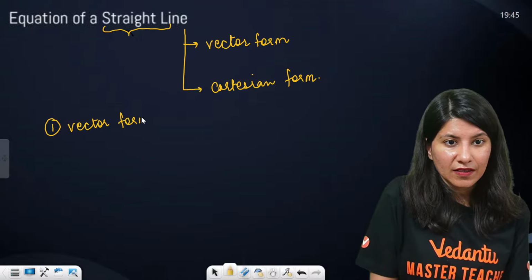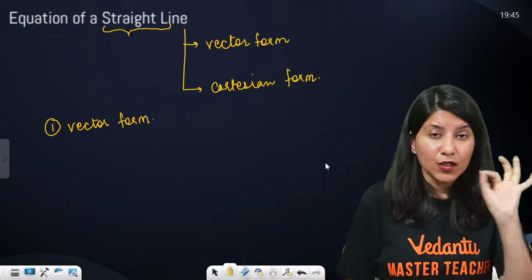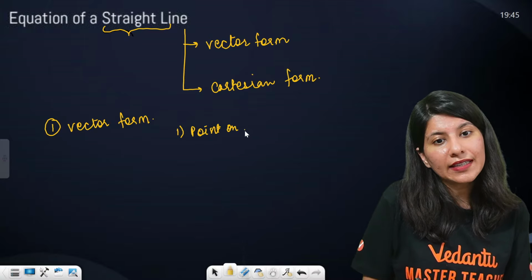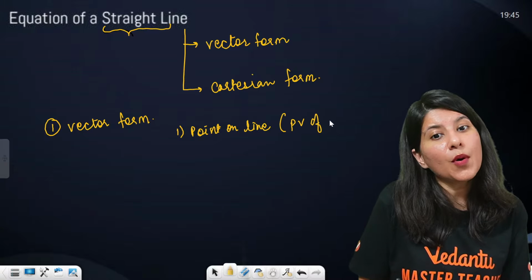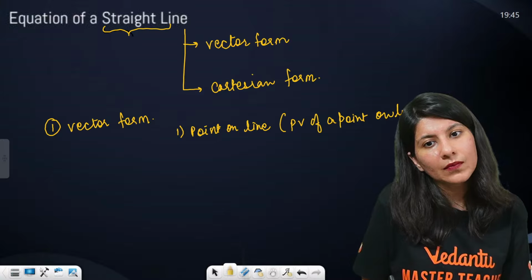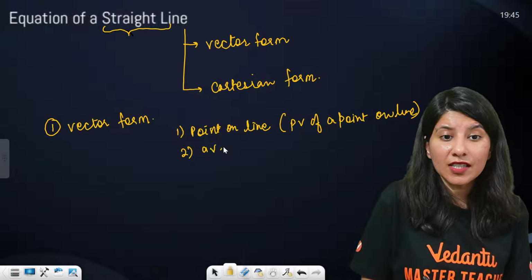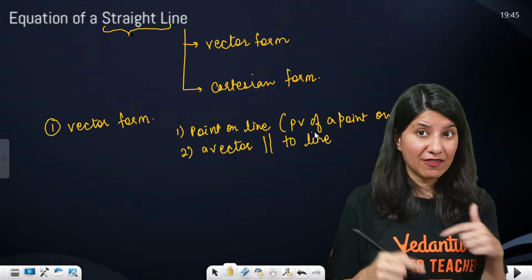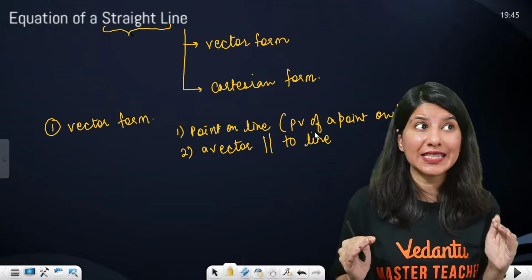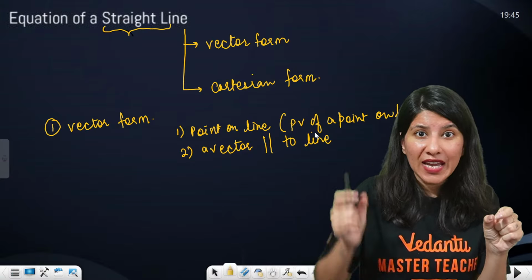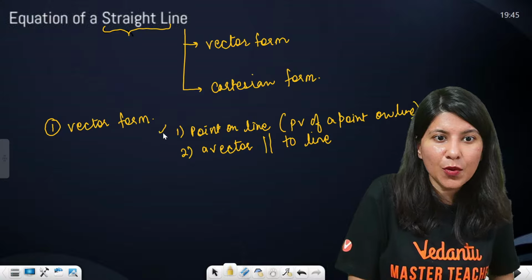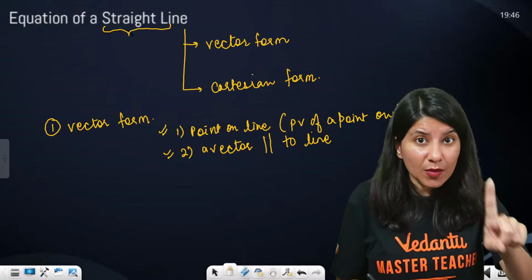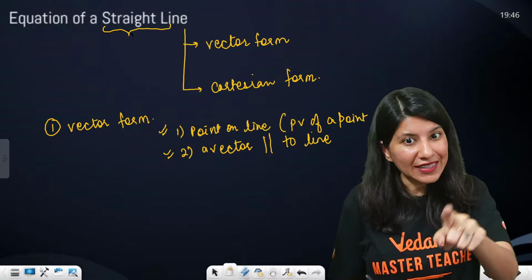To write any equation of straight line in 3D geometry, you have to have two things. First requirement is a point on that line, or you can say position vector of any point on the line. Second is a vector parallel to that line. Do you remember in straight line, slope intercept form? When I give you slope, when I give you intercept, you can write it. Or you can say point slope form. One point you want and then slope you want. The vector parallel to this line is similar to the slope itself, right? So in 2D geometry, you need a point and you need a slope. But in 3D geometry, you need a point and you need a vector parallel to that line.